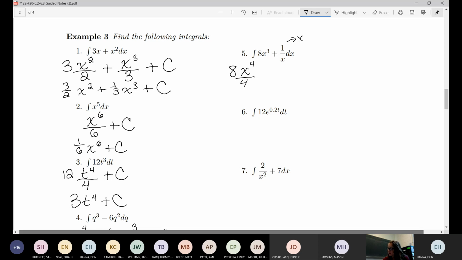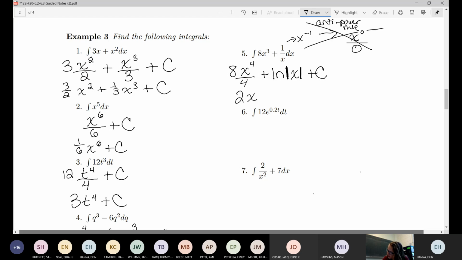Since this is technically x to the negative first, our anti-power rule does not work on that. If you're curious as to why, if you were to use the anti-power rule there, you would add 1 to the power and divide by the new power. Dividing by 0 makes the world explode. Don't do it. So that's why you can't use the power rule on that. And that's the one that gives us the natural log of the absolute value of x. So that's why that doesn't work.